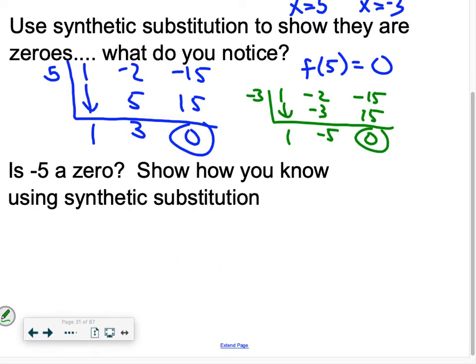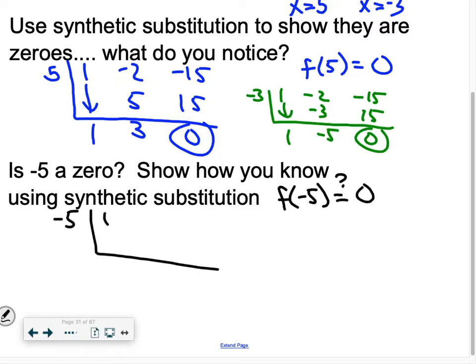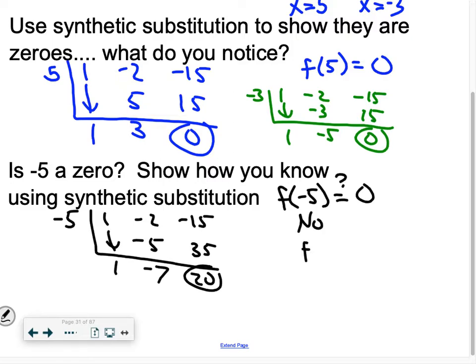If I had something that wasn't a 0, like in this question, it's saying, is negative 5 a 0? So we can plug negative 5 in synthetically into that function. And when it's not a 0, we don't get 0 at the end. So the answer to this one is no, because f of negative 5 equals 20, not 0. A 0 is just a value that makes the function 0. Okay?